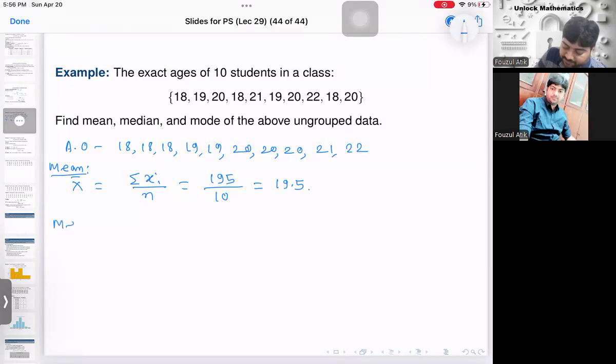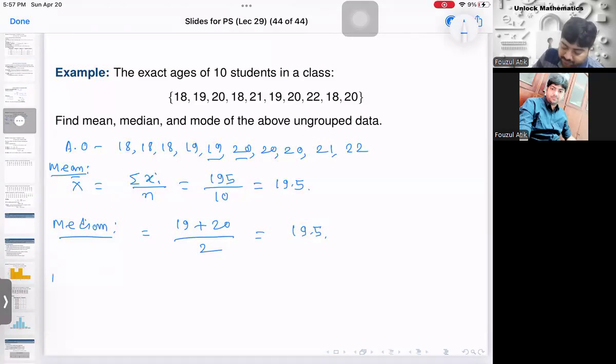What is the median? Because the number of data is even, we have to use the x of n by 2th element plus x of (n by 2 plus 1)th element, divided by 2. So the n by 2th element means the 5th and 6th elements. What is the 5th element? The 5th element is this one, the 6th element is this one. Therefore the median is the 5th plus 6th element divided by 2, which is 19 plus 20 divided by 2, which is again 19.5. So in this case mean and median are the same.